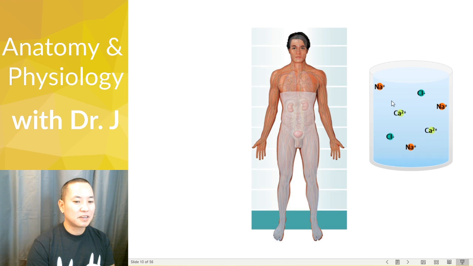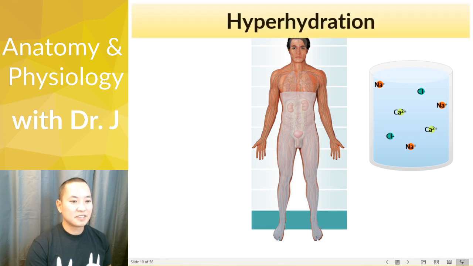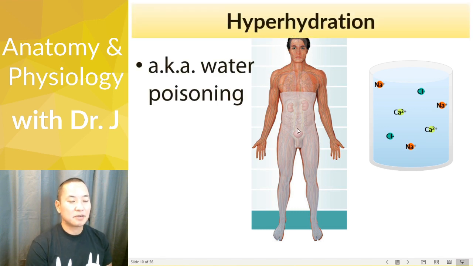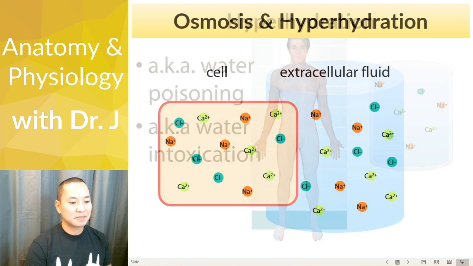Notice that this is our baseline here. As you add more water, now you have the ions and solutes more distributed and they're more spaced apart. Now your solute concentration goes down. Your bodily fluids now become more dilute. So hyperhydration, aka water poisoning or overwatering, or water intoxication. So now you have too much water in your body. So many names for it.